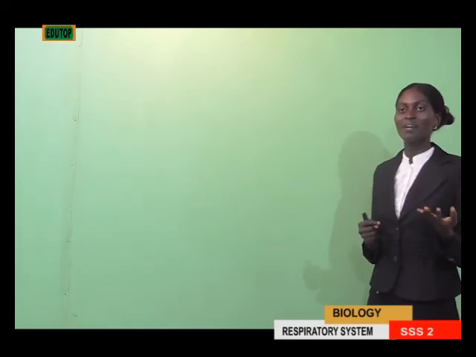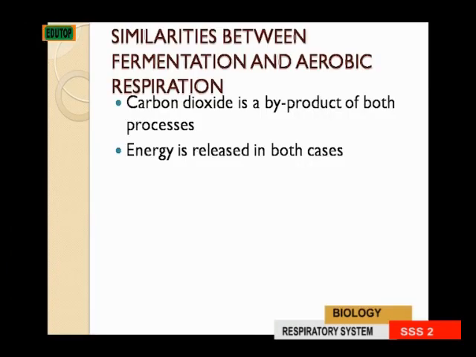So, what similarities do fermentation and aerobic respiration have? First, carbon dioxide is a byproduct of both processes. At the end of the reaction, you have carbon dioxide in fermentation and also in aerobic respiration. Also, energy is released at the end of the two processes. So carbon dioxide and energy are released at the end of fermentation and aerobic respiration.